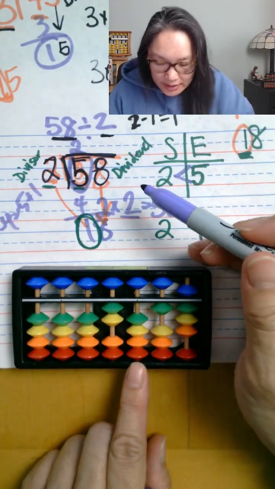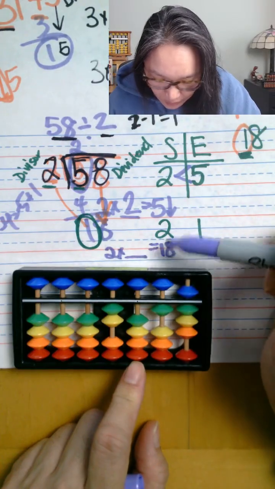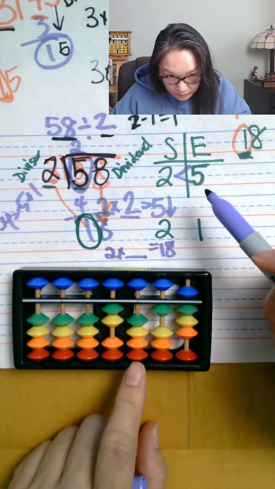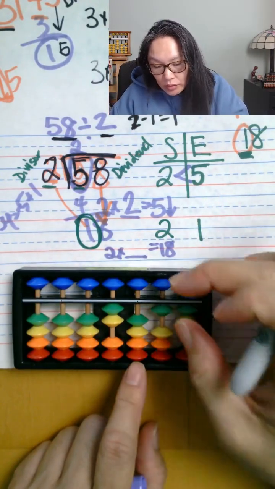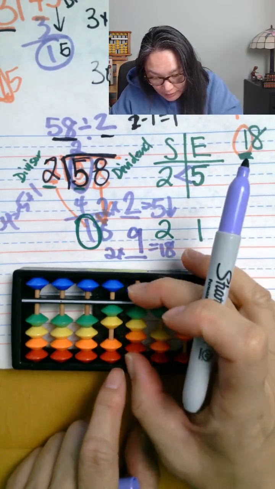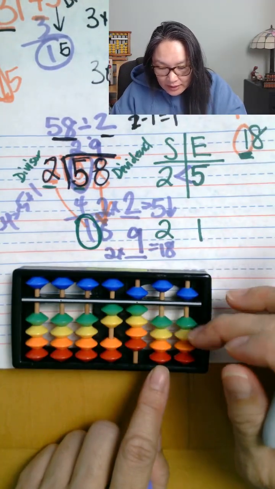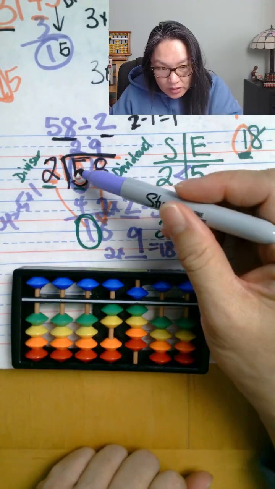So, because we bring down the 2 digits, the question is, 2 times what is equal to 18 or less? Does that make sense? So 2 times 9. So I'm going to add my 9, and I take away 18. So my answer is 29.